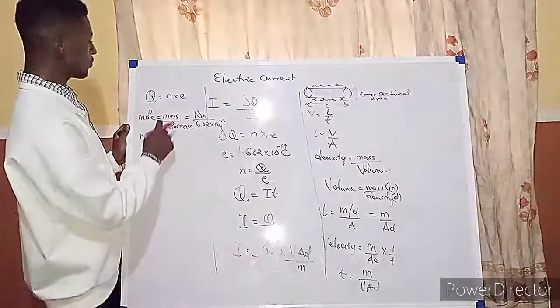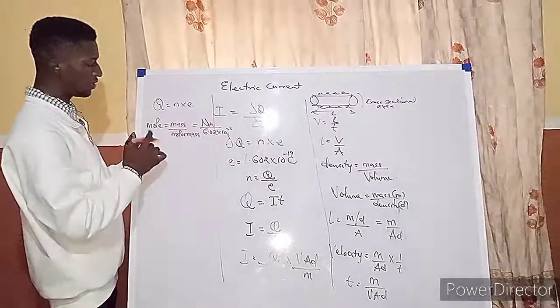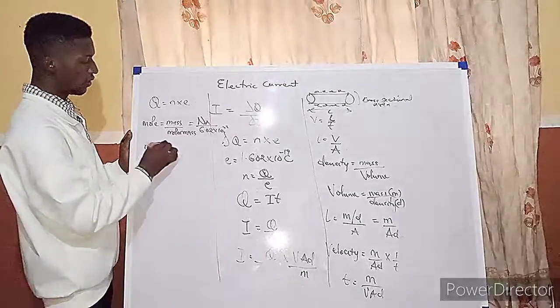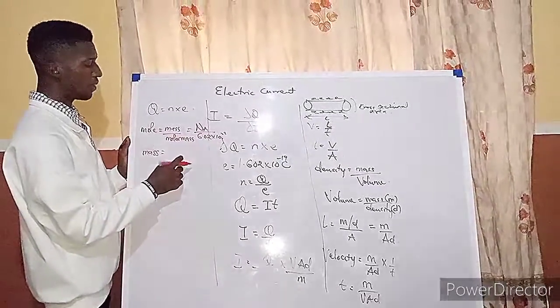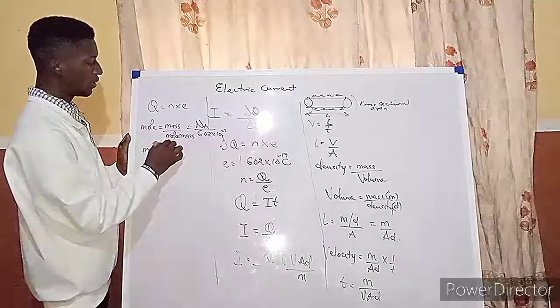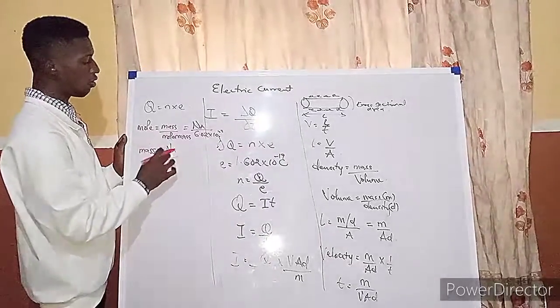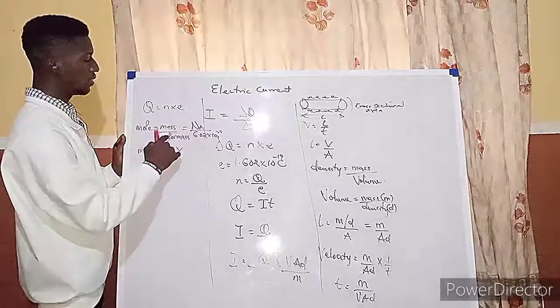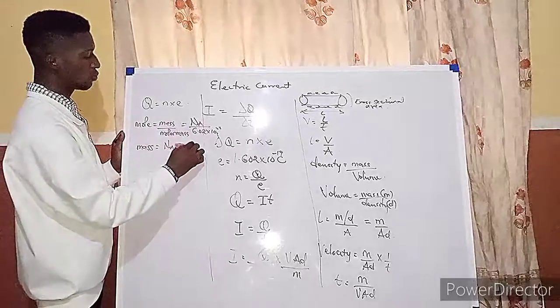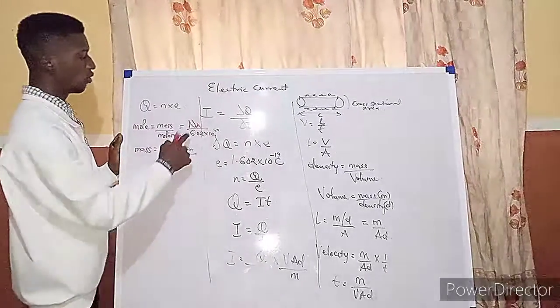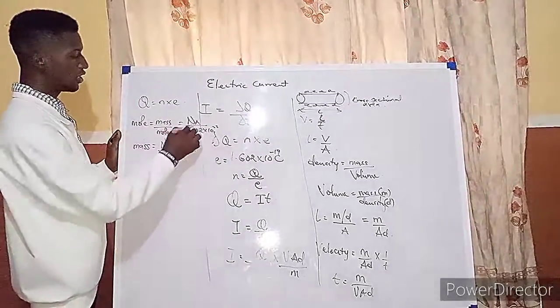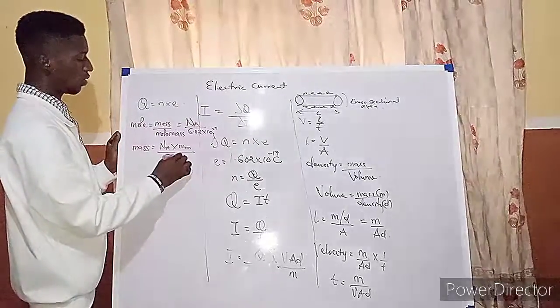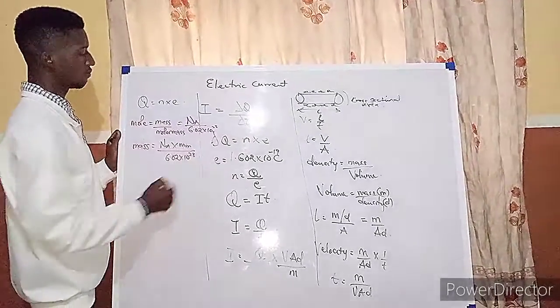Now see, from this expression, I have that my mass, if I should cross multiply, what will be my mass? My mass is said to be, that is number of atom times the molar mass. Let me just put mm over, what do I have here? I have 6.02 times 10 to the power 23.